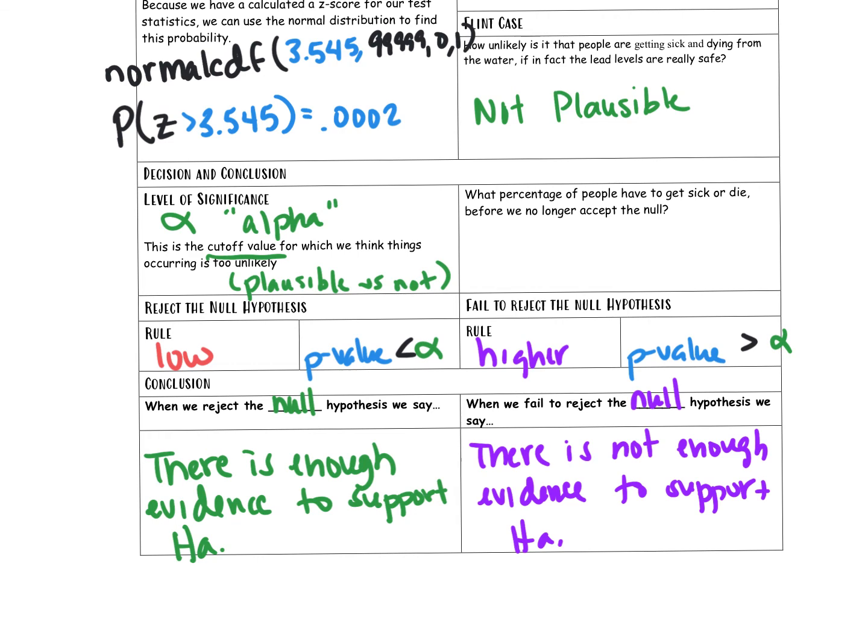If I fail to reject, why am I failing to reject your innocence? Why am I not taking your innocence away from you? I can't take your innocence away because there is not enough evidence to support that you are not innocent. Or in the case of Flint, there's not enough evidence to support that the water is unsafe. And next time I see y'all, we'll actually talk about doing an actual hypothesis test. But right now, this is the basic logic behind an entire hypothesis test.